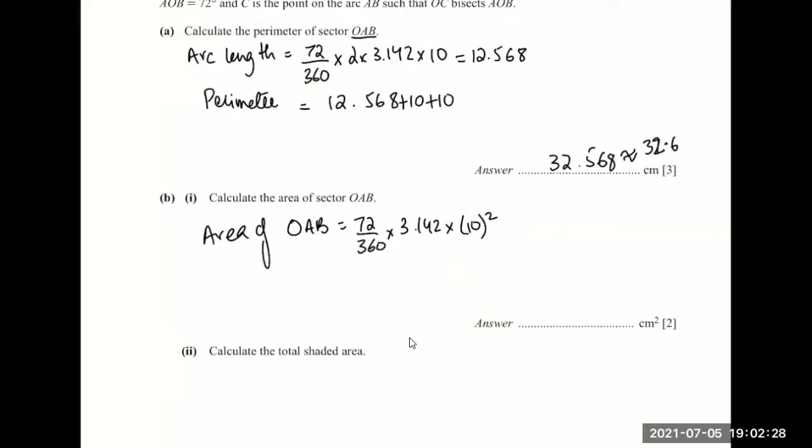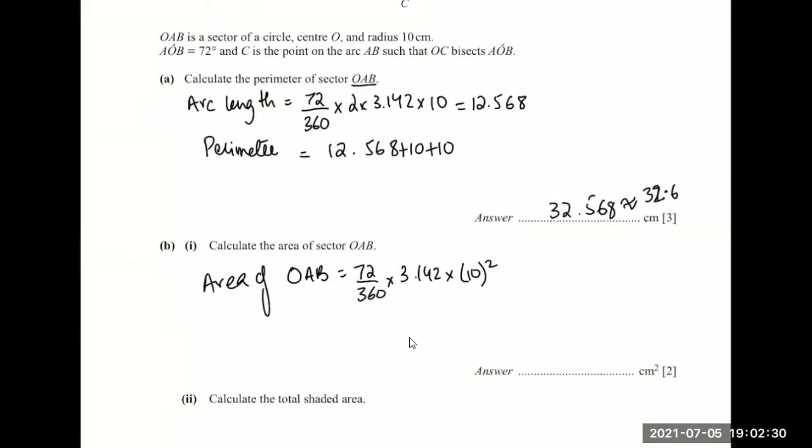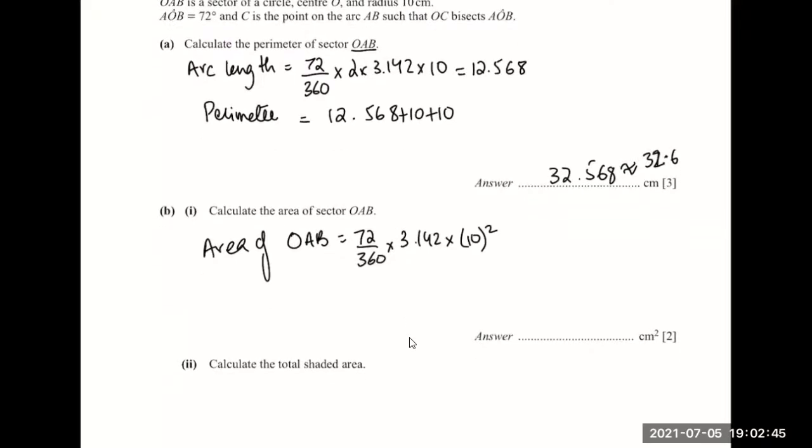6.28. What did you write as 6.28? Have I done some calculation wrong here? Or are you telling me the area? 62.8. Yeah, 62.8.